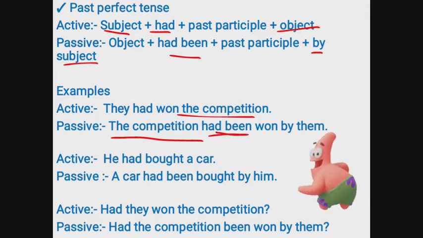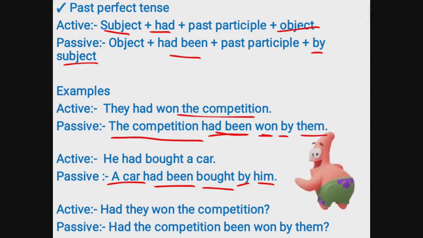The verb will remain the same, because won is the past participle of win. Take note, the passive always uses the past participle, no matter what it is. So the competition had been won by, now you should know that they will become them. By them. Example 2: he had bought a car. So a car becomes the subject. You put your had been, then your past participle of buy, which is bought, buy, bought. Then he becomes him, according to the pronoun rule.